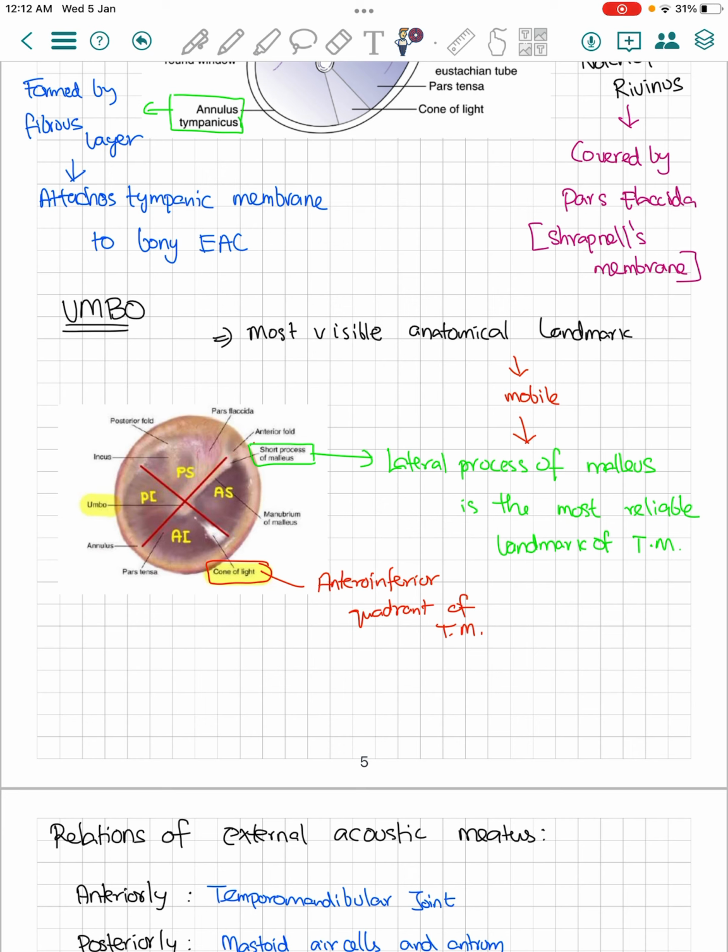This is the anterior superior quadrant. See guys, this is the anterior side, this is posterior, this is superior, and this is inferior. Anterior superior, posterior superior, anterior inferior, posterior inferior.